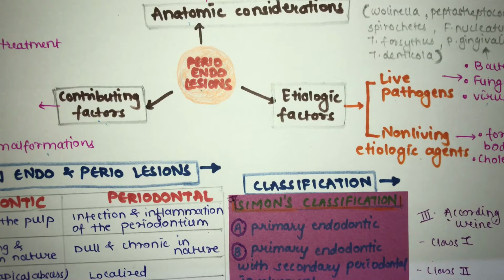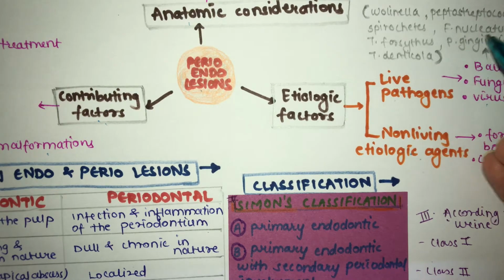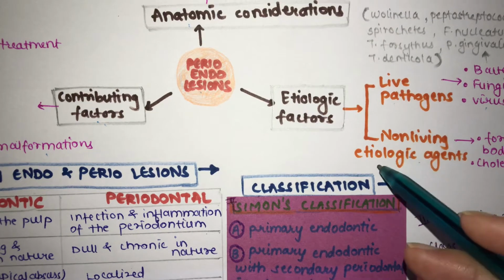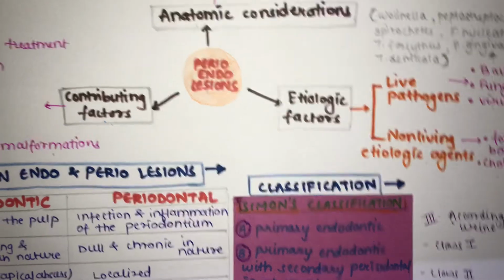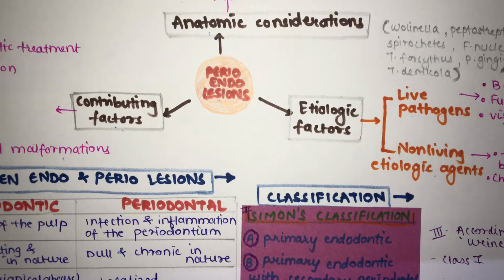So this endo-perio lesion is caused due to various types of bacteria that can be Veillonella, then Peptostreptococcus, spirochetes. The next bacteria can be Fusobacterium nucleatum, then Porphyromonas gingivalis and Treponema denticola. So these all are the names of the bacteria which are the etiological factors for this endo-perio lesion. Then there can be fungi and viruses, and non-living etiological factors can be foreign body and cholesterol. So this is nothing but the etiopathogenesis of the endo-perio lesion.